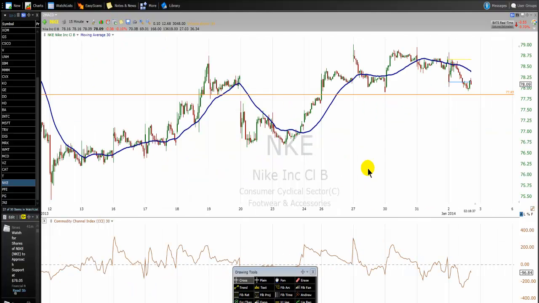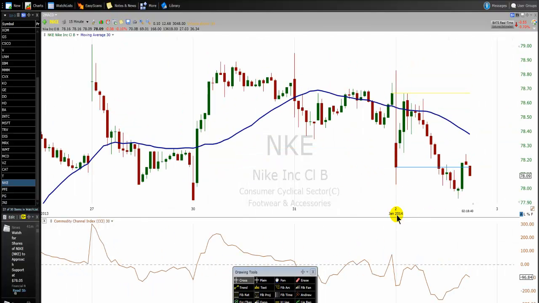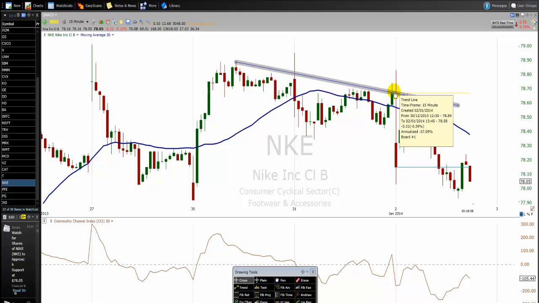This is today, the 2nd of January 2014. As you can see, the price went down. In fact, it went up first, and then they sold it down. See here? Then it just started displaying lower highs. If you just draw a line like this, see? It quickly went up to retest this point.